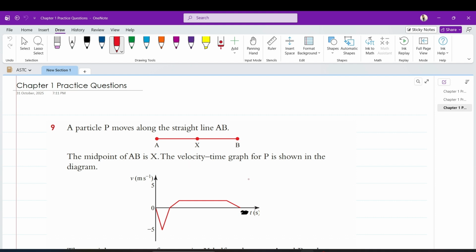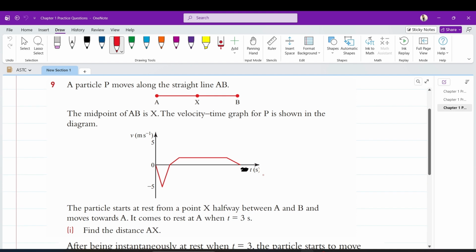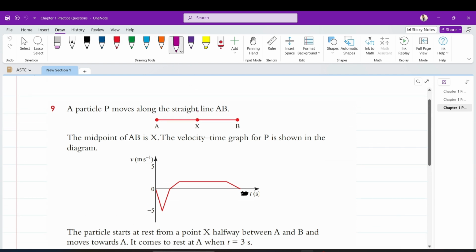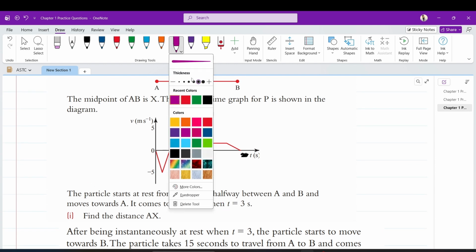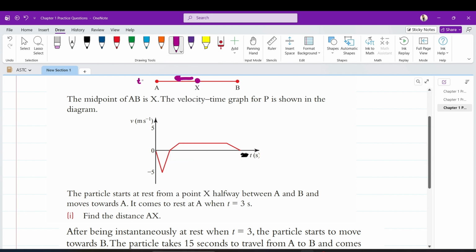The velocity time graph for P is shown in the diagram. The particle starts at rest from a point X halfway between A and B and moves towards A. So the particle is at rest over here and it is moving towards A. It comes to rest at A when t is equal to 3 seconds. So this is t equals 3 seconds, and here the velocity becomes 0. Now it says find the distance AX.